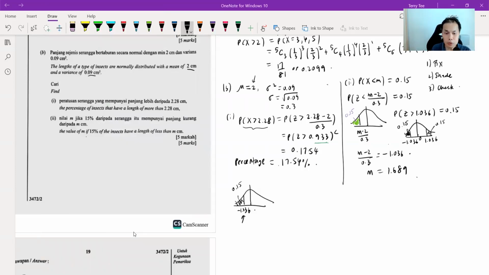Okay, so again, I hope you know this. You can just multiply over, then you bring the 2 over. If you want me to show you more steps, it looks like this: 2 minus 1.036 times 0.3. I got this answer, 1.689.